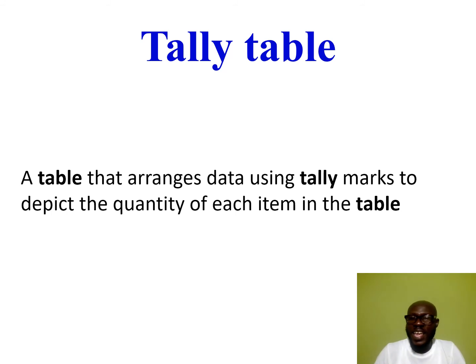What do we have? A tally table. Good. What is a tally table? A table that arranges data using tally marks to depict the quantity of each item in the table. I repeat, when we say a tally table, it is a table that arranges data. It is one way of handling data. So a table that arranges data using tally marks to show the quantity of each item in the table defines frequency, the number of times an event occurs. Good.